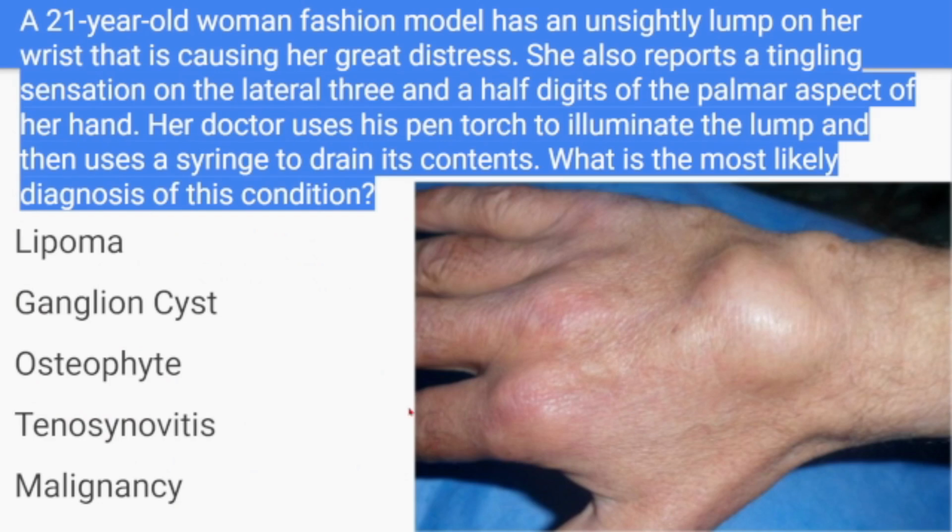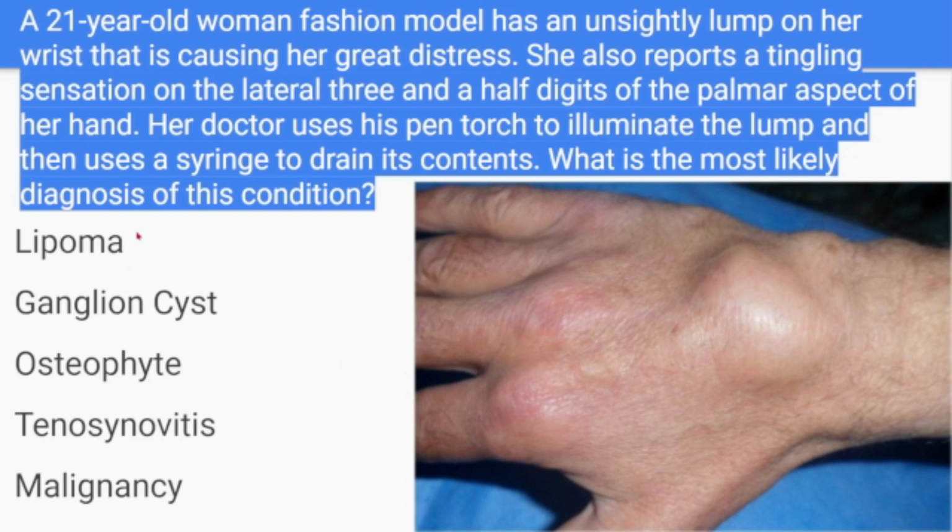A 21-year-old fashion model has an unsightly lump on her wrist that is causing her great distress. She also reports tingling sensation on the lateral 3.5 digits of the palmar aspect of her hand. Her doctor uses his pen torch to illuminate the lump and then uses a syringe to drain its contents. What is the most likely diagnosis?